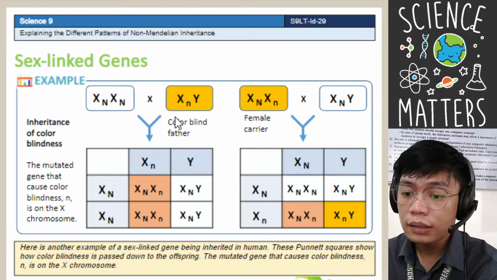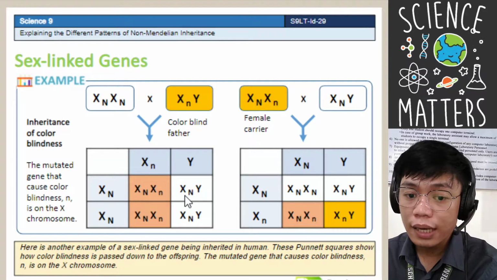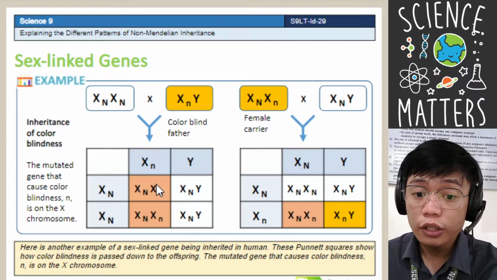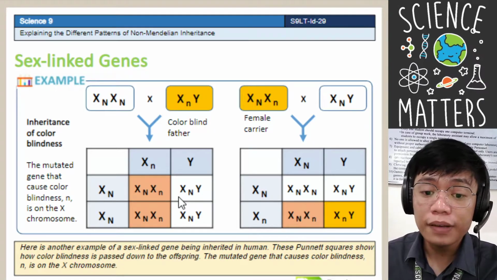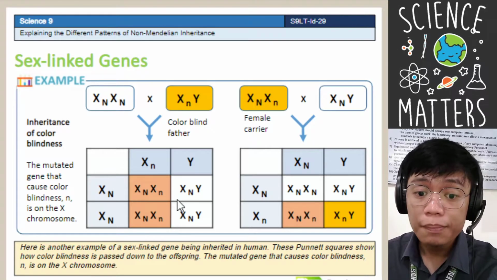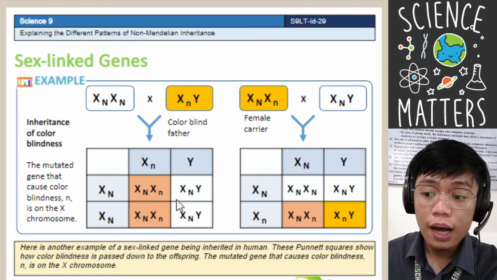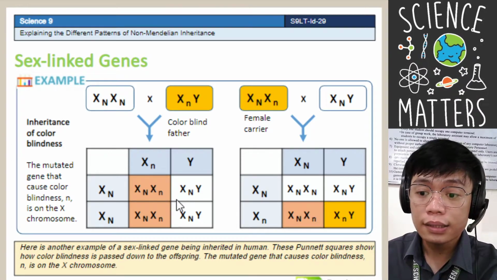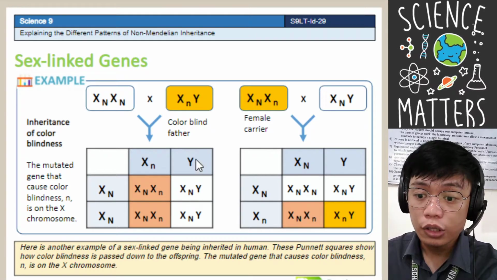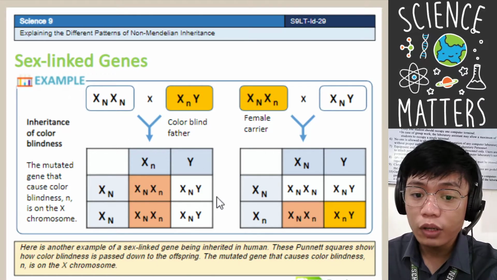kapag merong strand dun sa gene mo na colorblind, maaaring mag-manifest sa'yo mismo yon, or maaaring ikaw yung carrier at yung magiging anak mo yung mismong magkakaroon ng trait na yon. So, halimbawa yung nangyayari dito, this is the F1 generation, this is the F2 generation.